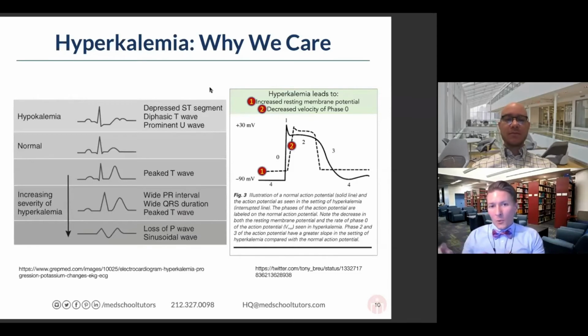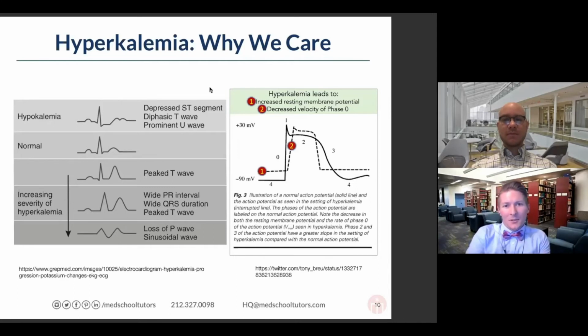It allows us to correlate what we're seeing on the right graph, an individual myocyte, with what we're seeing on the left graph, which is zooming out and looking at all the myocytes at once on a full-blown EKG. In general, we care about hyperkalemia because it causes arrhythmia. We care about hypokalemia because it causes arrhythmia. We care about potassium because of the heart.